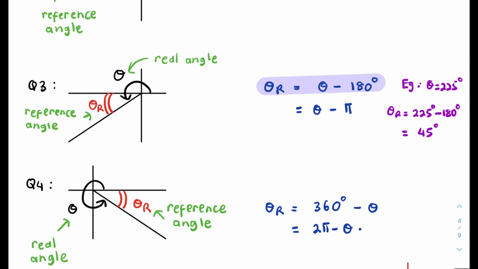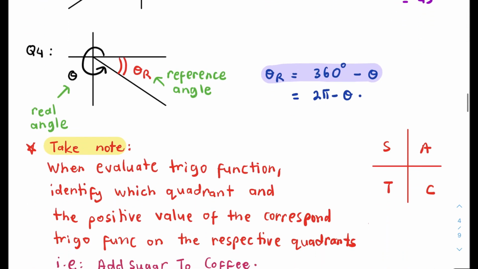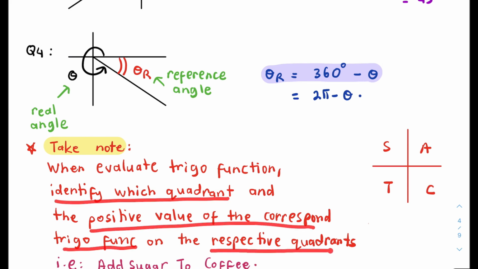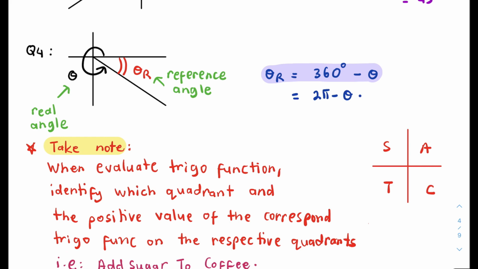Okay, so that's how you use your reference angle. But again, you must take note of a few things. When you evaluate your trigo function, you must identify which quadrant it falls in, and also the positive value of the corresponding trigo function in the respective quadrant, which means your positive side, this one, which is your All Sine Tangent Cosine, Add Sugar to Coffee.